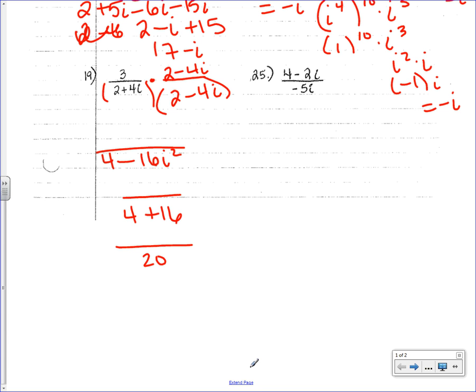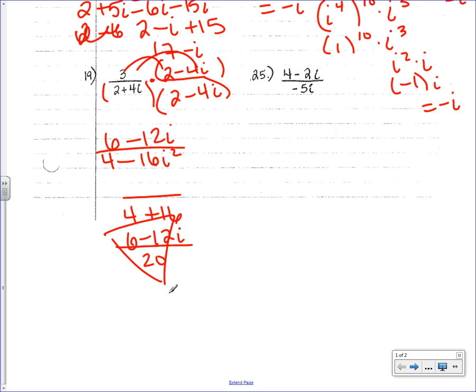Let me go ahead and finish with the numerator. Is that okay? So what is 3 times the 2? 6. 3 times the negative 4i. Negative 12i. So I can't actually combine those, so I'm just going to jump down here. Is everybody okay with where I am right now? 6 minus 12i over 20.